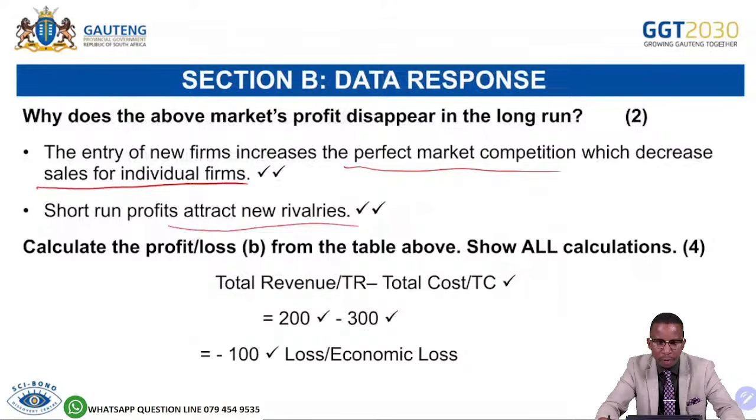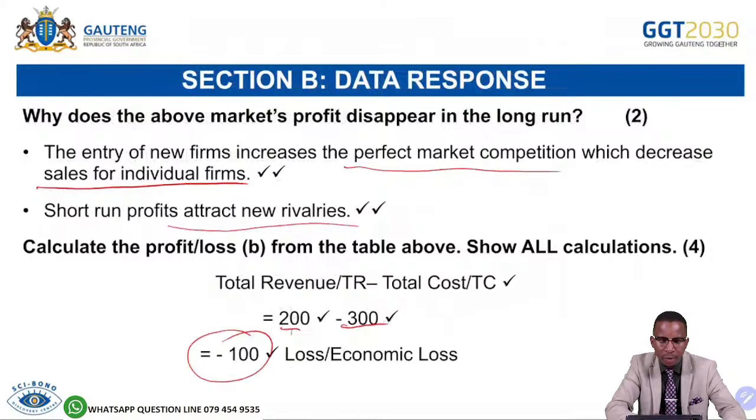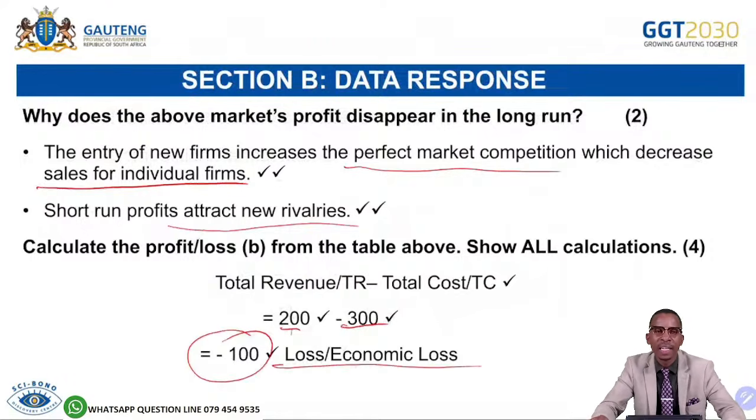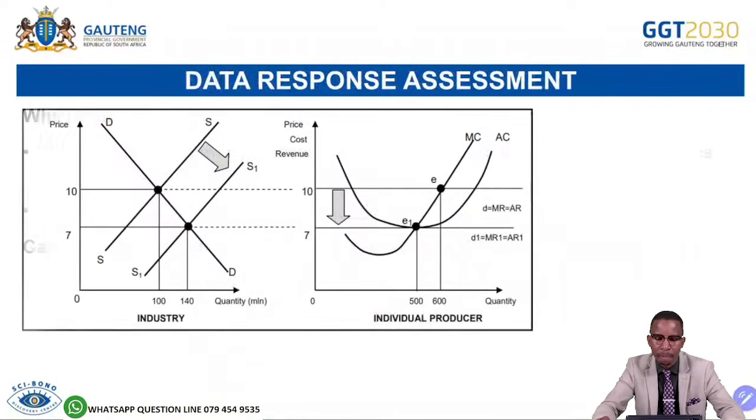Then calculate the profit or loss at B. Show, from the table above, all calculations. So in that situation, we simply say we are given total revenue. So there is no need for you to go further to AC or AR because we are given TR and TC. So we say total revenue minus total cost. Then we say 200 minus 300 equals negative 100. That's an economic loss that has been incurred in that particular business.